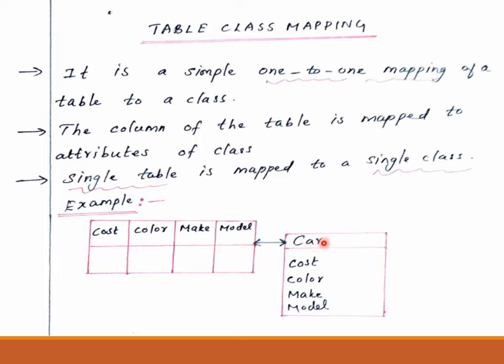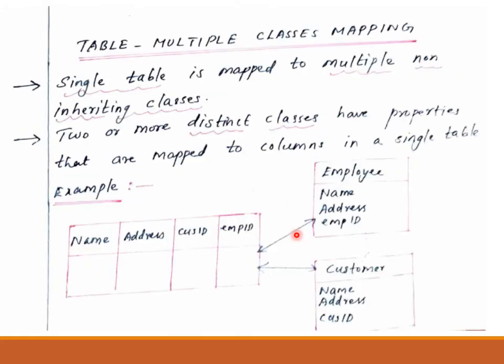Here in this example, we have taken car as the class, and the class car has the attributes such as cost, color, make, model. So the single table is mapped to a single class in table class mapping. That is called one-to-one mapping.